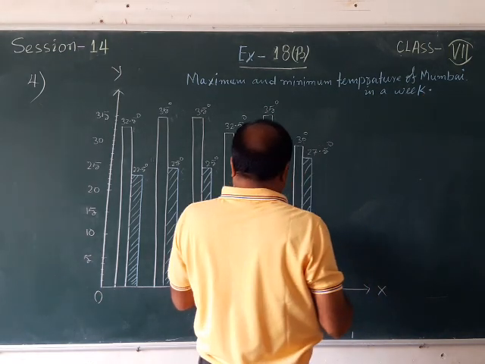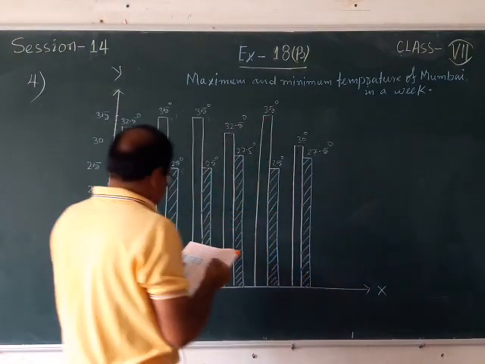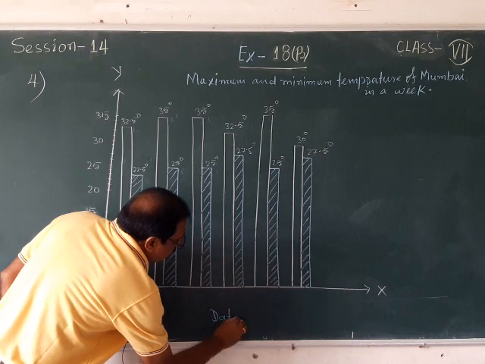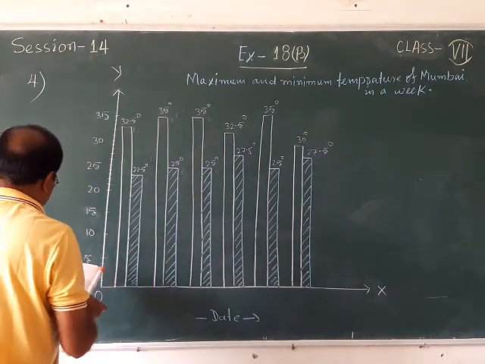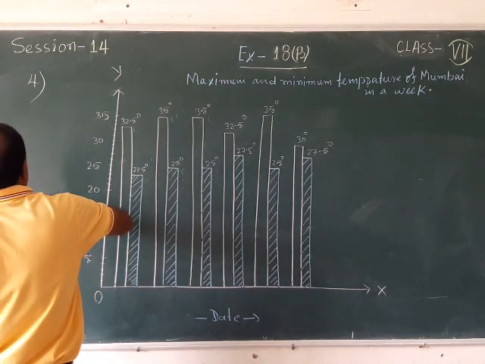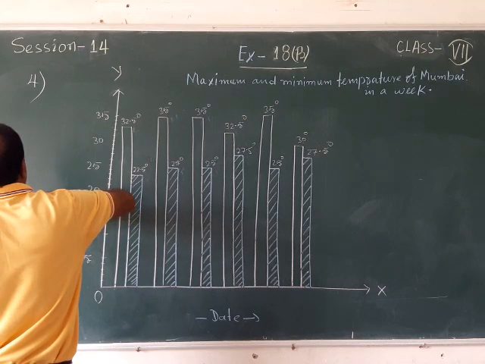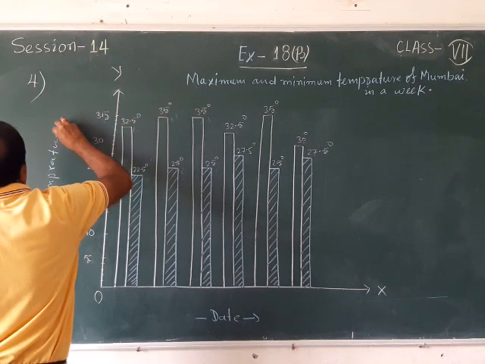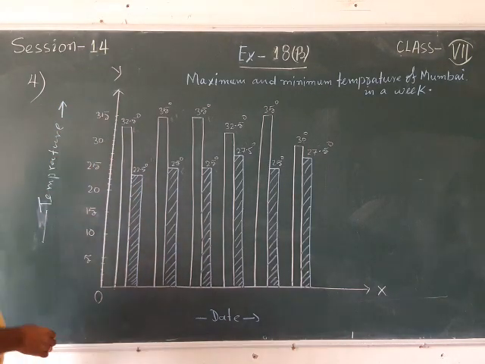So here it is a date. Down, I can write dates. Okay, and then one side maximum and minimum temperature. Here I can write temperature only. I can write that this side we are having temperature. Then heading is there, subheading is there.